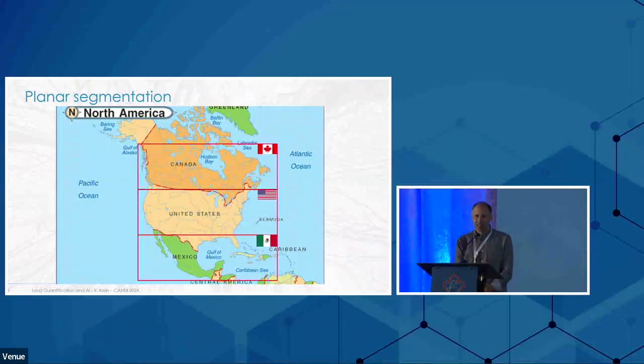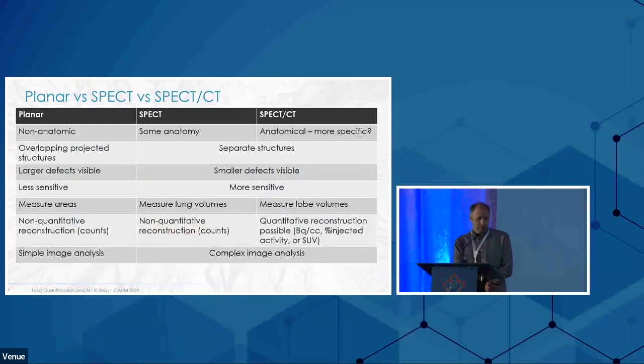Kind of a similar analogy here. If we were to do that to a map of North America, we would confidently say that Florida is part of Mexico, as an example, and Alaska would maybe be part of Canada. So the way we would get around that is with SPECT imaging.